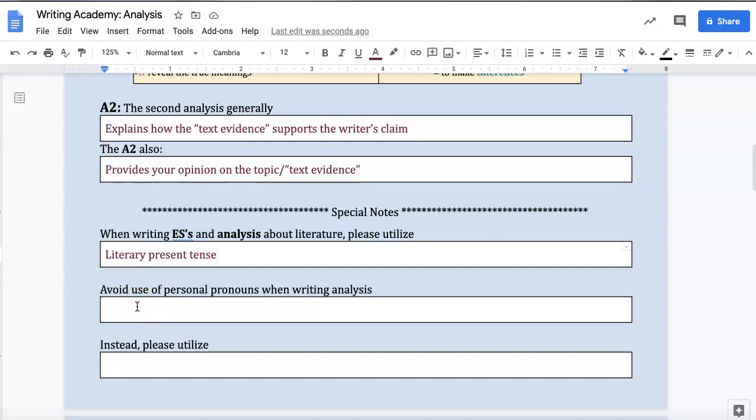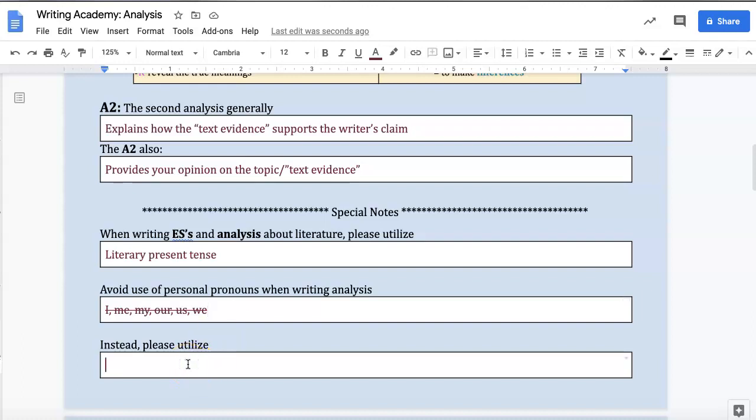Another thing to consider is that you really should avoid the use of personal pronouns when you're writing analysis for a formal essay. A personal pronoun will include I, me, my, our, us, we. Those are all different forms of personal pronouns. The main reason is that you take away a little bit of your power when you make it only about your opinion. Instead, you want to make your writing more formal, and by making it more formal, you sound more like an authority on the subject that you're talking about.